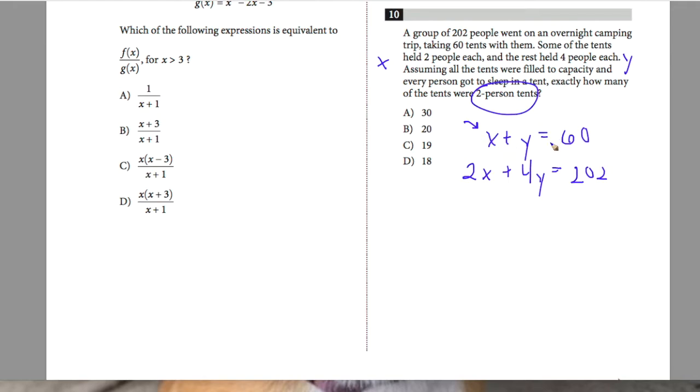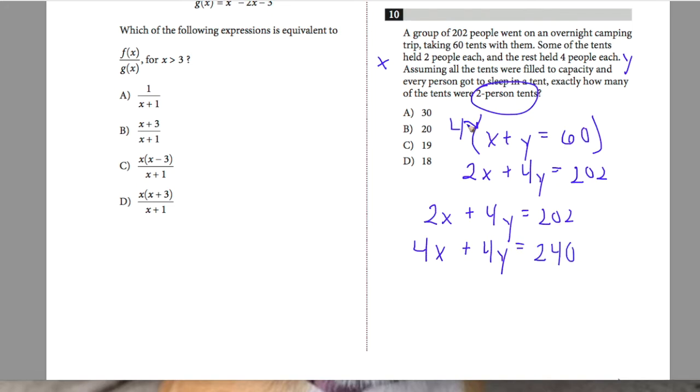Now, because I want to solve for my x, I want to find a way to eliminate my y. So I'm going to take this entire expression here, and I'm going to multiply it by 4, because I want to actually end up getting my 2x plus my 4y equals 202, and I want to subtract this from the other expression. So if I had 4x plus 4y equals 240 when I distribute this 4 times x, 4 times y, 4 times 60, then I'm going to subtract this through, which would be negative 2x, and I would cross these out, 4y minus 4y, and then 202 minus 240 equals negative 38.